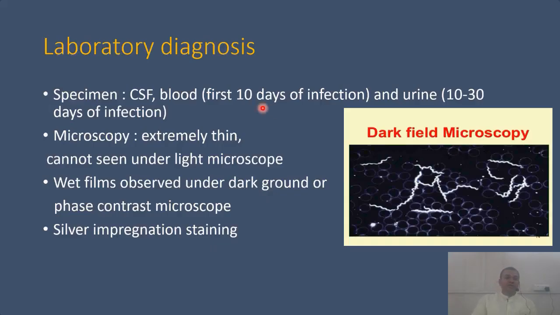In the lab diagnosis, here what we can take as a specimen is the CSF or the blood. They can be taken for the first 10 days of infection, because blood is the most important. Septicemia will start immediately after inoculation of the leptospira in the body. Then urine can be taken in the immune phase, 10 to 30 days after the infection. That is also important. Leptospira can be seen in the urine.